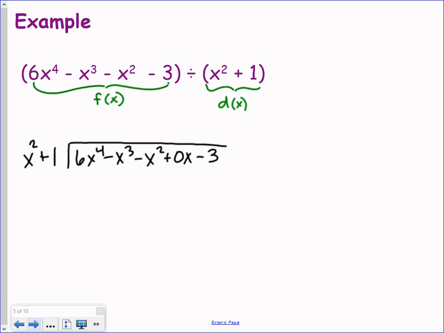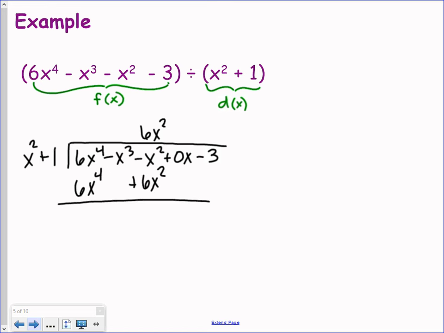Whenever I start, I'm basically looking at just the first term of the divisor, x squared plus 1. What do I have to multiply the x squared by to get 6x to the fourth? 6x squared. So I find my x squared term, line up the 6x squared, and now I'm going to multiply that by my divisor, x squared plus 1. Don't forget to distribute. So I get 6x to the fourth plus 6x squared.